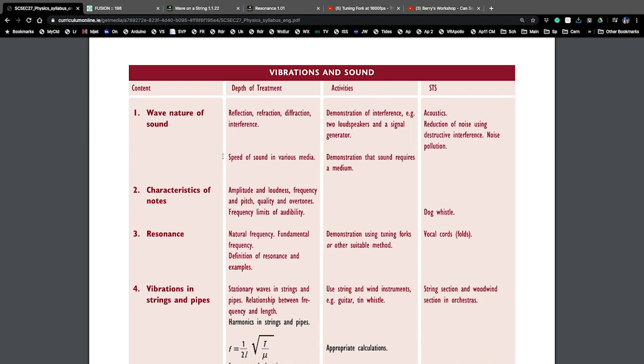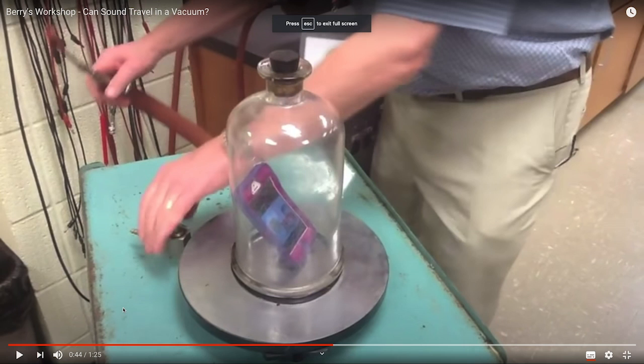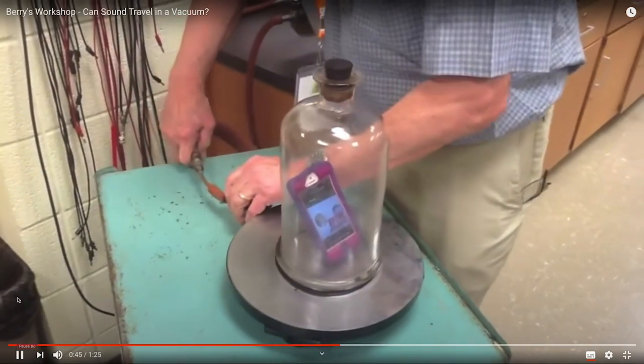Sound also requires a medium. Light will travel through a vacuum, but sound requires a medium. And if we look at this video here, we have a guy who has a bell jar and a mobile phone in the bell jar, and the mobile phone is playing a song.